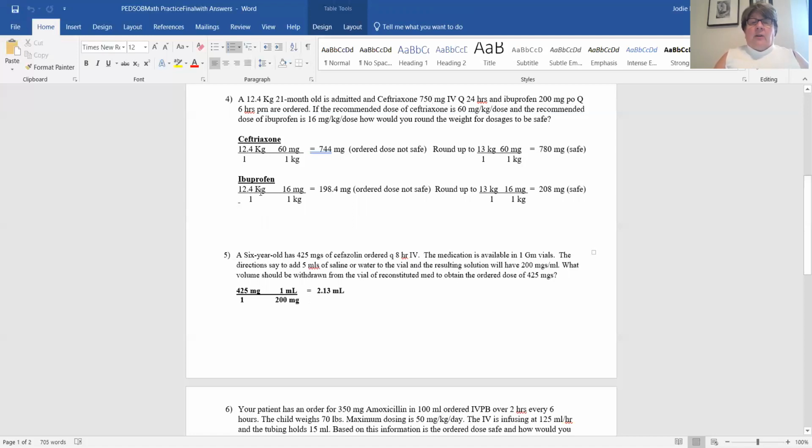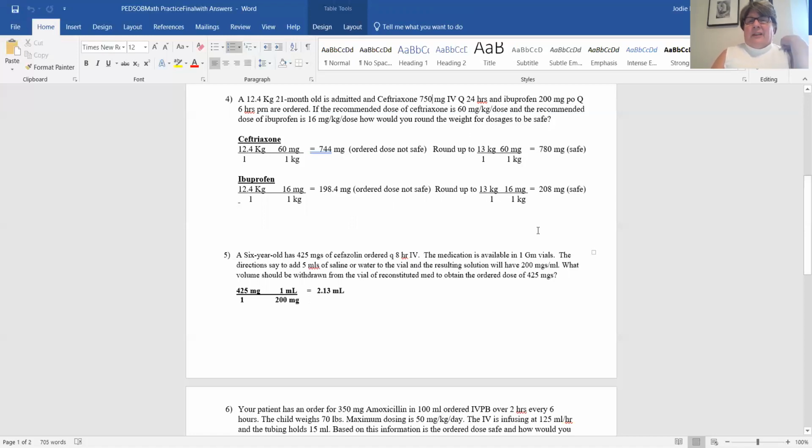Your 12.4 kilograms times your 16 milligrams per kilogram per dose is going to be 198.4 milligrams. Well, that's coming in again just under the ordered dose of 200 milligrams. So if you use the exact weight, 12.4 kilograms, then the ordered dose of 200 is not safe because 198 is the maximum safe dose. But again, if you round that weight up to 13 kilograms and then do your equation, 208 milligrams is safe. So then your order is safe.